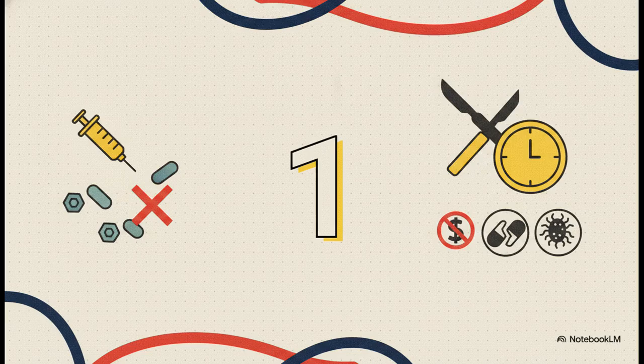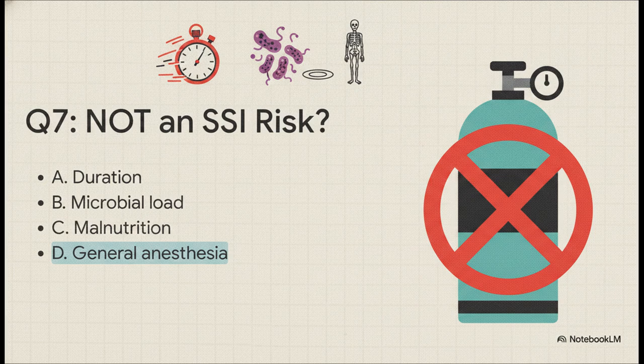totally sufficient. Question 7. Which of the following factors does not influence the development of surgical site infections? A. Duration of procedure, B. Degree of microbial contamination, C. Malnutrition, or D. General anesthesia. The answer is D. General anesthesia itself is actually not an independent risk factor.